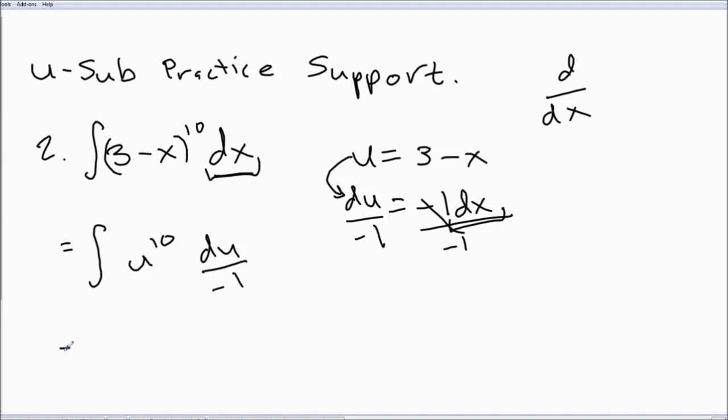What I was showing in the video previously is I'd factor that out to the front. Dividing by negative 1, multiplying by negative 1, those are equivalent. So I'm going to bring a minus out here. That now gives me u to the 10th du. Now, one of the mistakes that I saw a lot of you making in class is you'd then sub it back. You'd go ahead and put in the 3 minus x back. The problem with that is that undoes the work we just did and takes us exactly back to where we started. And that's not good. We don't want to undo our work. We want to progress forward.